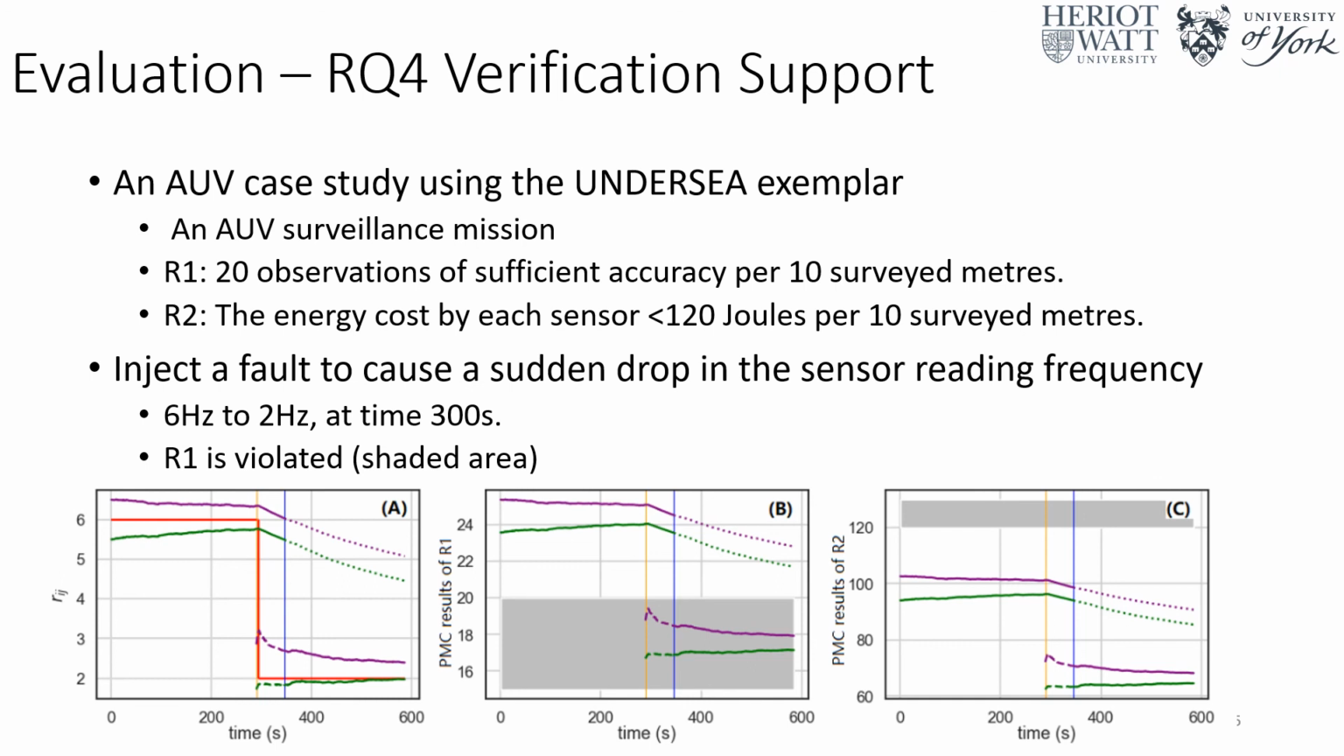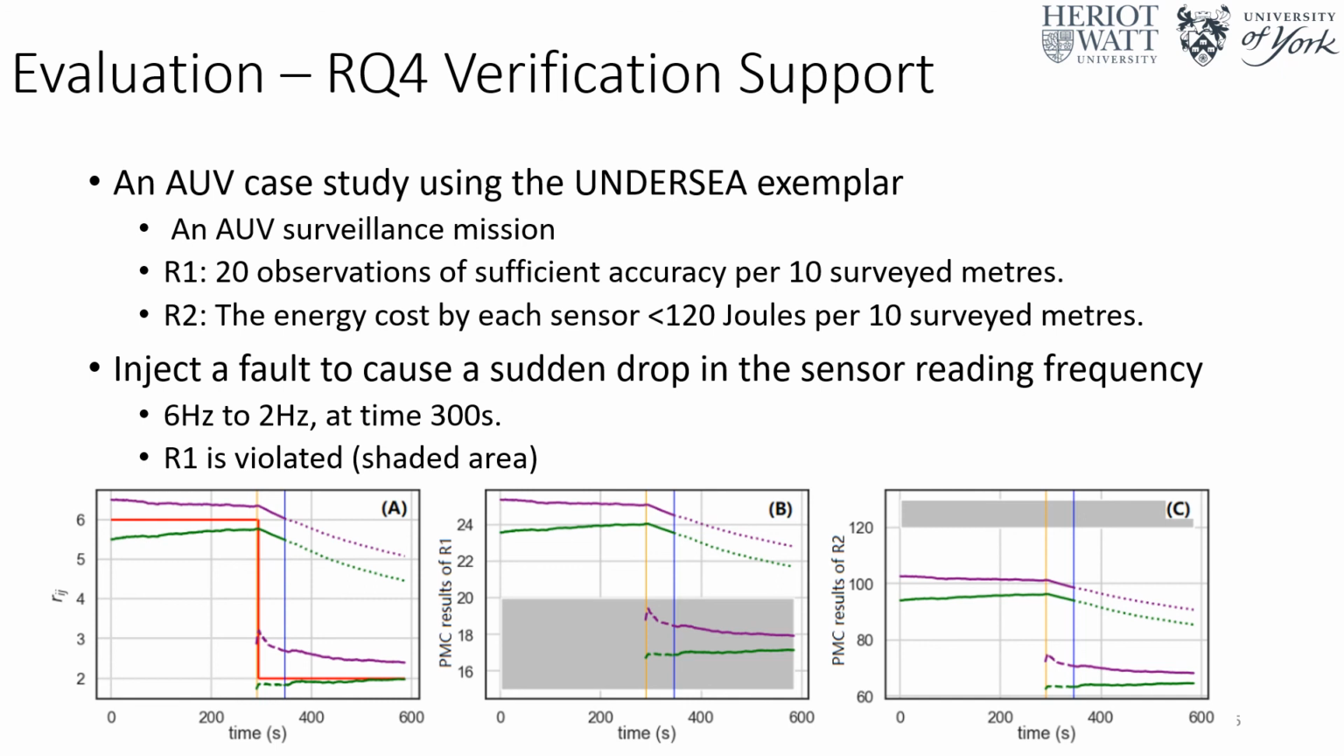Finally, we did a case study reusing a robotics exemplar called Undersea to examine how our approach supports the verification of system-level properties. In Undersea, essentially we're simulating an underwater vehicle surveilling mission. There are sensors mounted on the AUV collecting data on some oceanic parameters at some frequency. There are system-level requirements like a sensor must take at least 20 accurate data points per 10 meters.